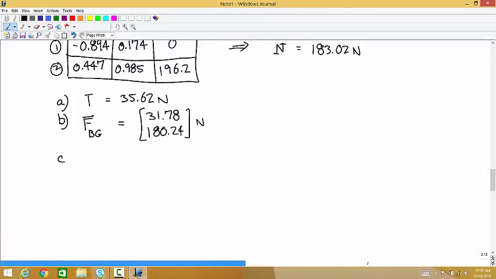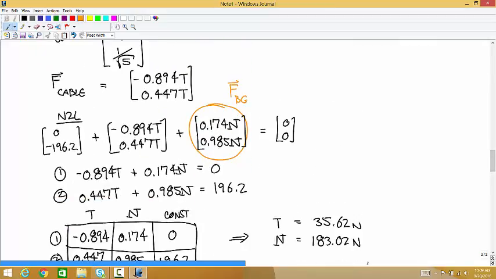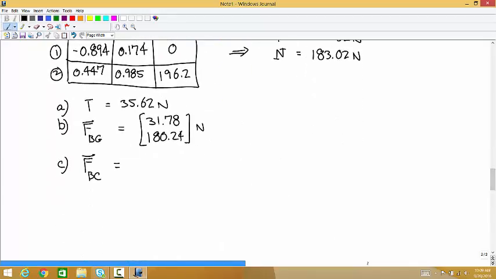Okay, part C. Now we're looking for the force applied to the box by the cable. Well, that is this one. Could someone multiply 35.62 into this vector? Okay, negative 31.86. Okay. 15.93.